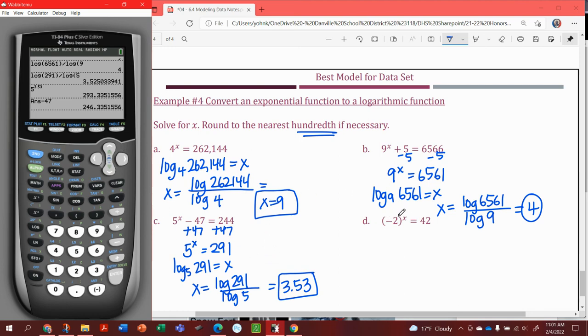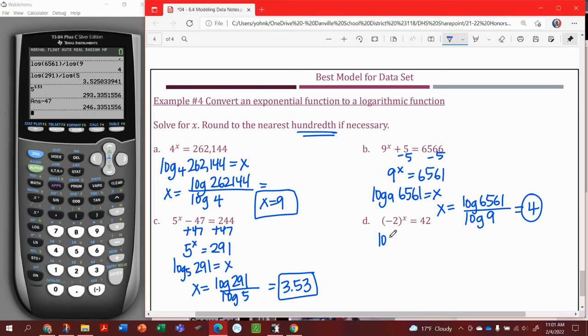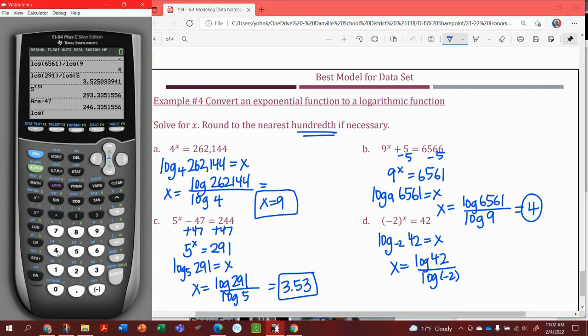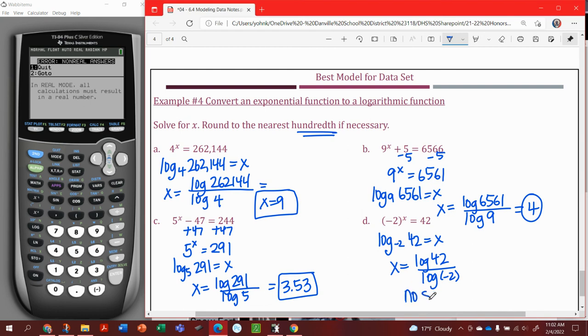Okay, if I look at letter D, negative 2 to the x power equals 42. So I can change it to logarithmic. Log base negative 2 of 42 equals x. I can use the change of base formula, so I get log of 42 divided by log of negative 2. So log of 42, close your parentheses, divided by log of negative 2. Notice that gives you an error. That's because you cannot take the log of a negative number. It's illegal. Your paper will burst into flames. So this has no solution.